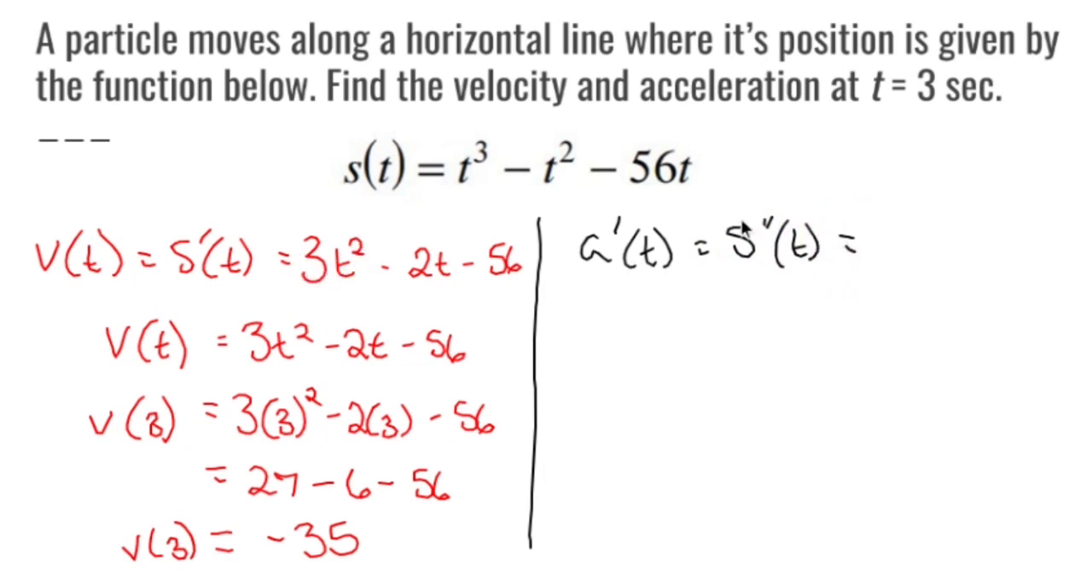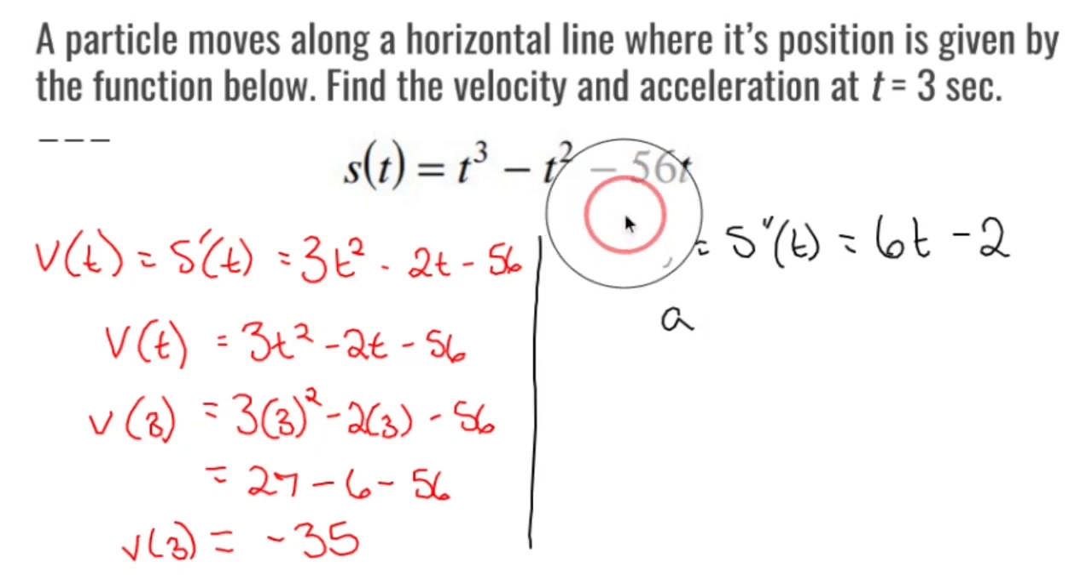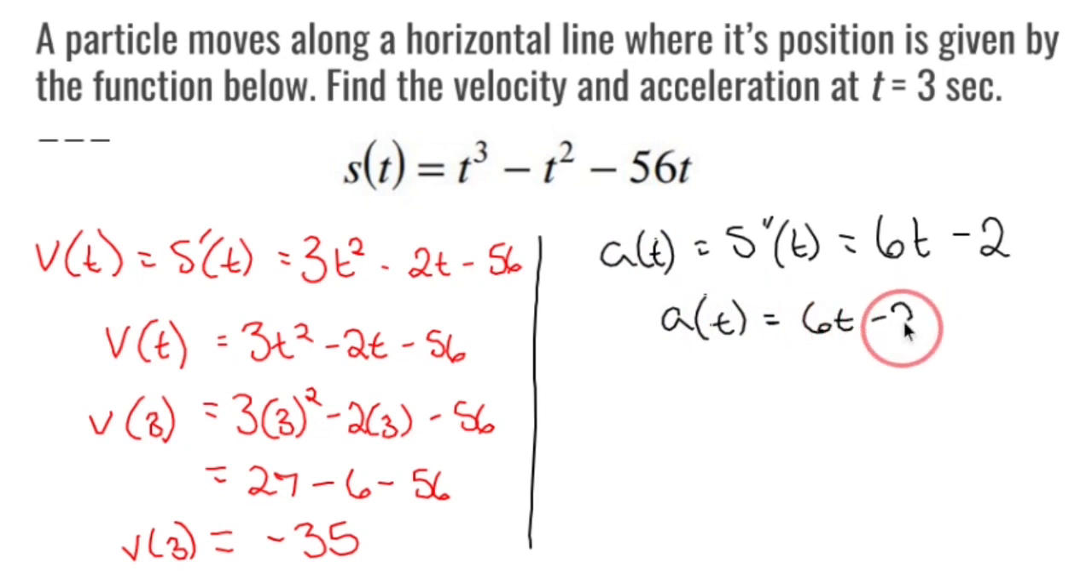So s single prime, its derivative, drop that 2 down, becomes 6t minus 2, get rid of the t. This is the acceleration function. Let me get rid of the prime. I really didn't need that prime there. All right. The acceleration function is given to us by 6t minus 2.